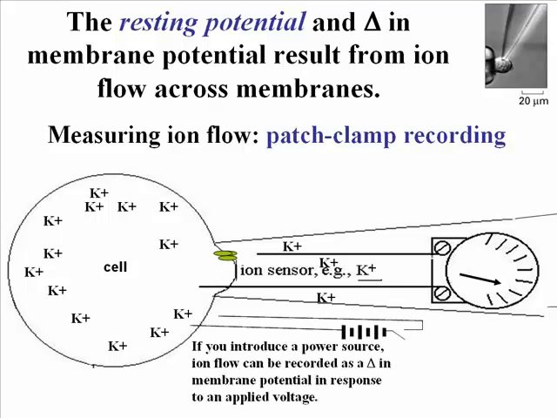You can also introduce a power supply with electrodes that penetrate the cell so that you can give the cell a little jolt that will cause a local depolarization. If you depolarize the cell, you can also measure ion flow, and if you measure ion flow in response to a synthetically generated electrical potential difference, you are looking at a voltage-gated ion channel.